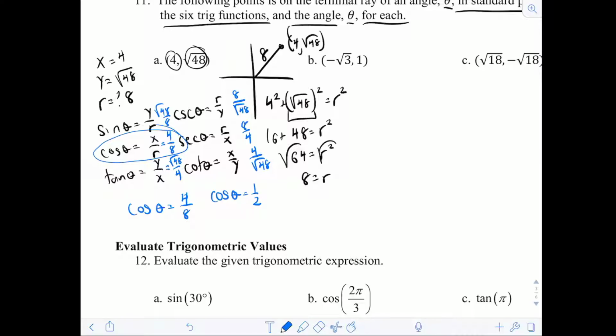Where is cosine equal to 1/2? Well, that would be actually 60 degrees, or we would say pi over 3. And since it's in the first quadrant, we don't need to worry about kind of doing any other types of weird types of angles.